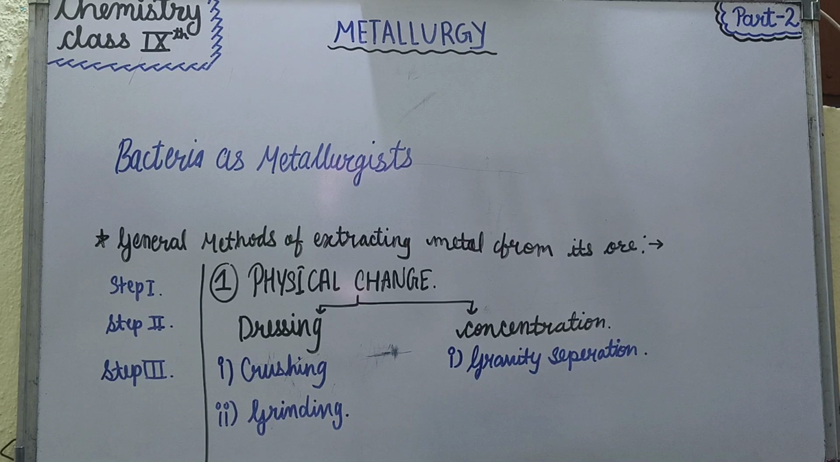Gravity separation is applied for ores of iron, tin, lead, etc. The principle is based on the difference in the specific gravities of ore and the gangue. The procedure is the crushed ore is poured over a vibrating sloped table with grooves and washed in the stream of water. I'll show the diagram to understand.